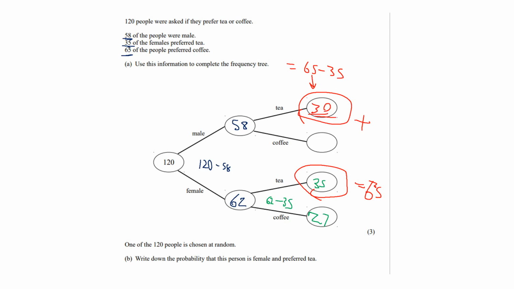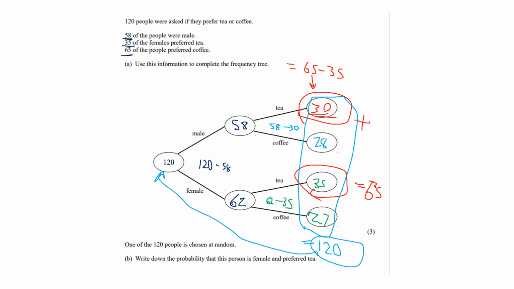Okay? And how do you work out how many men liked tea over coffee? That's just going to be 58 minus 30, which is equal to 28. To double check our answers, this should all be equal to 120. 30 plus 28 plus 35 plus 27 is equal to 120, which is this number here.